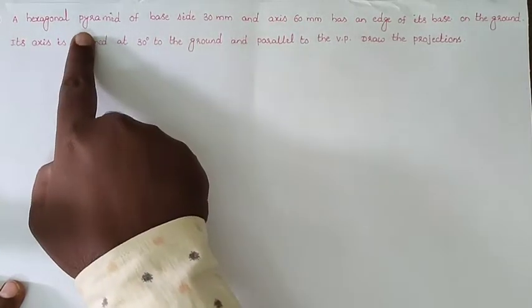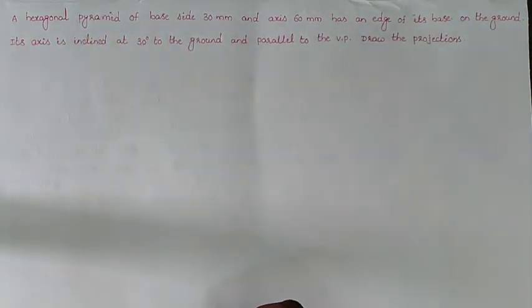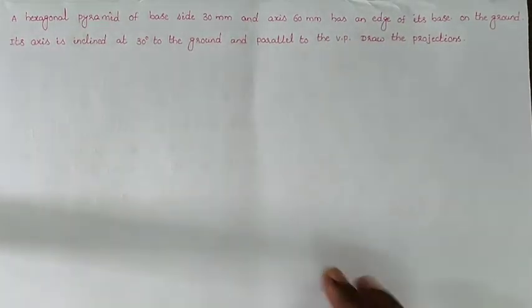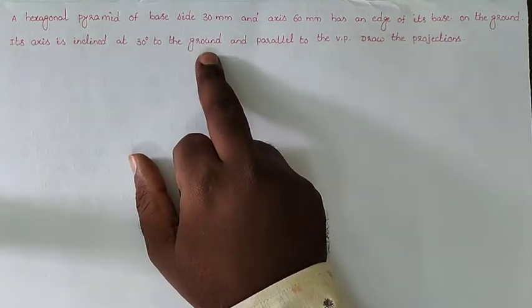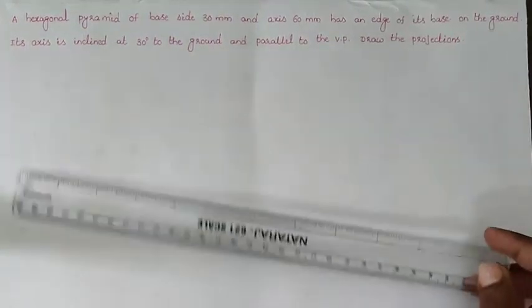So they are giving the type of the solid, here a hexagonal pyramid. They are giving the base side as 30 mm, and an edge of its base is on the ground. They are giving on the ground or on the HP, so both have the same meaning. And also they are giving that the axis is inclined 30 degrees to the ground, or 30 degrees to the horizontal plane. So when the axis is inclined 30 degrees to the HP, we will draw the projections in two stages.